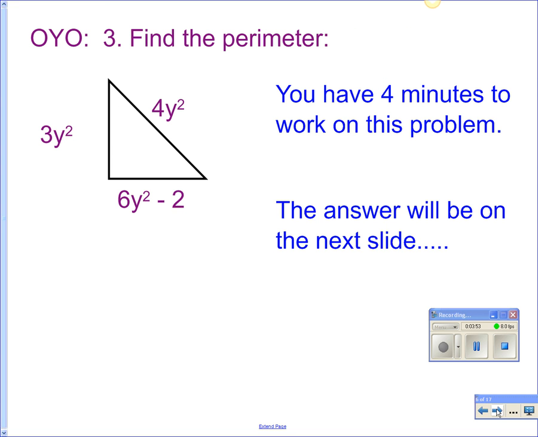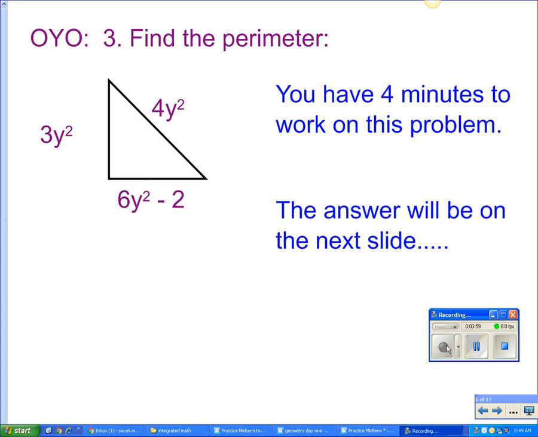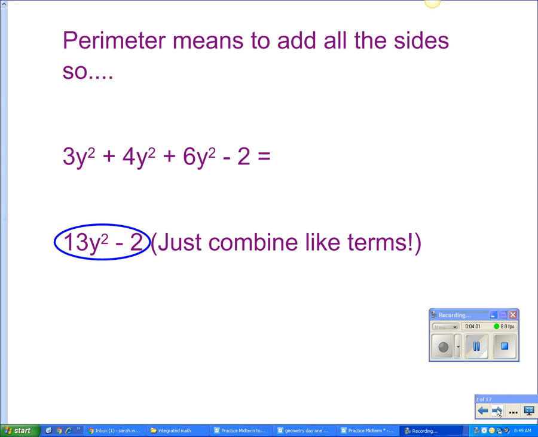All right, number 3 is an OYO. Go ahead and do that. Okay, the answer is 13y squared minus 2. Anybody get it right? 13y squared minus 2? Okay, good. So you're putting your y squares together, and then the minus 2 just drops down.